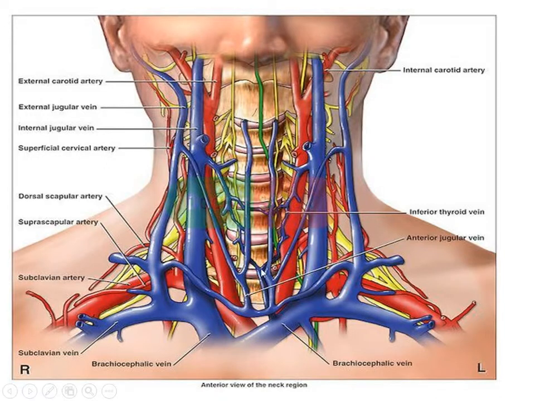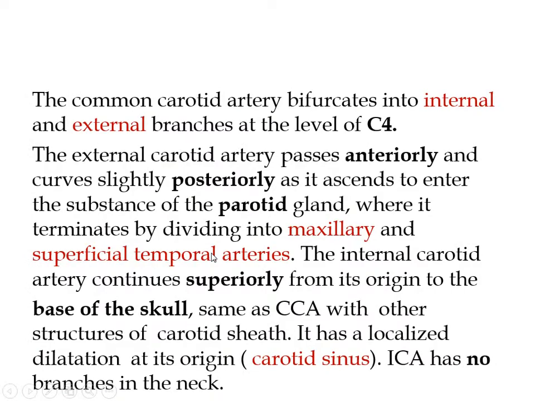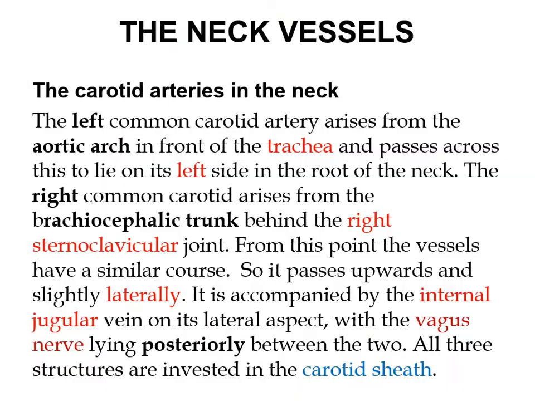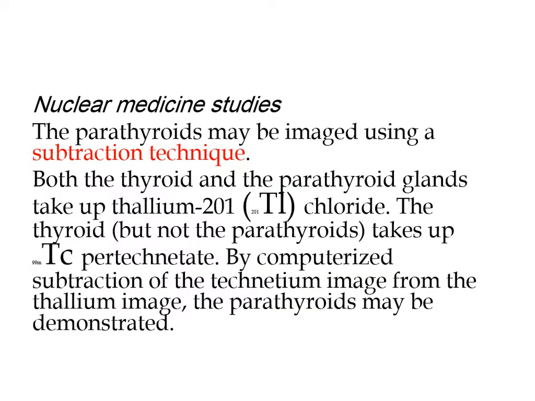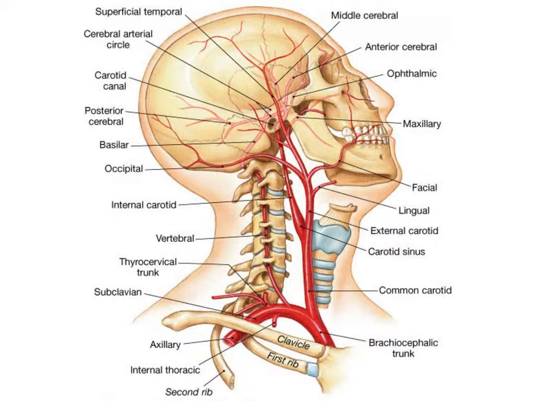This is the left common carotid artery and this is the right common carotid artery. The common carotid artery bifurcates into the internal and external carotid arteries. The internal carotid artery has no branch in the neck, while the external carotid artery has a lot of branches.